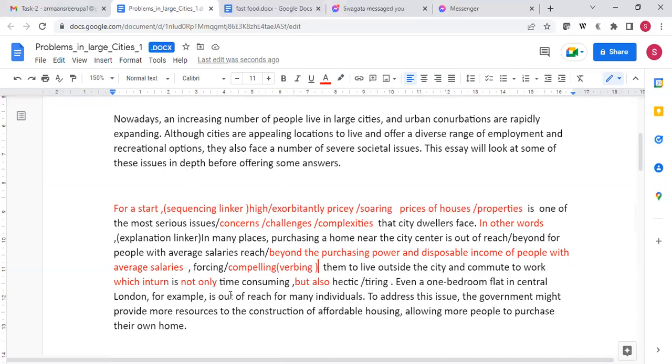So even a one-bedroom flat in central London, for example, is out of reach for many individuals. To address this issue. Now, see, when you're starting, so this is your solution, right? You're giving a solution, you're giving a measure for your problem.